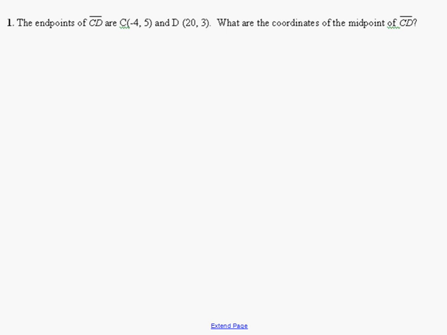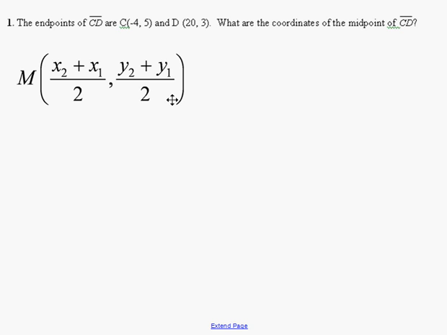The endpoints of CD are C, negative 4, 5, and D, 20, comma 3. What are the coordinates of the midpoint of CD? So one way to answer this question is to use the midpoint formula. So this is one way to write the midpoint formula.